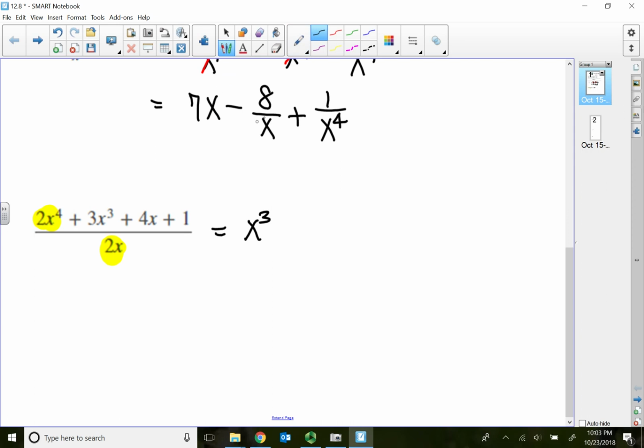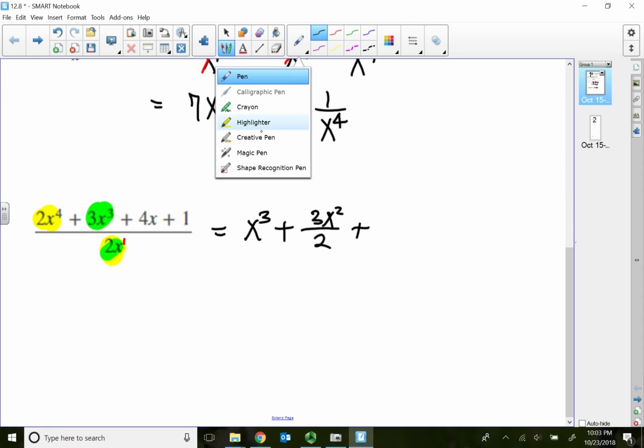Second term. Let's go ahead and put my sign right here, plus. 3 over 2 is 3 over 2. I have x cubed on top and x in the bottom. When they cancel out, top and bottom, I should have x squared left on top. So my second term will be 3x squared over 2. Plus, the next one is plus.